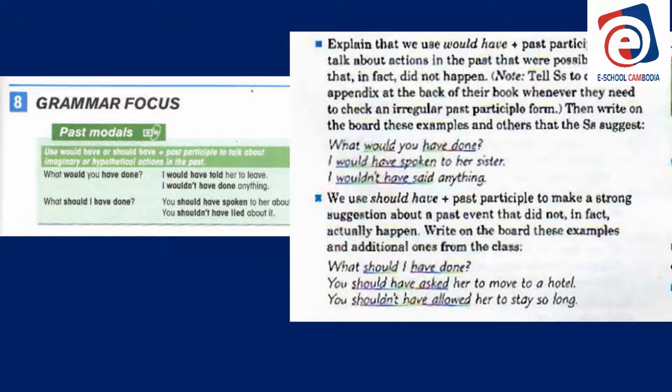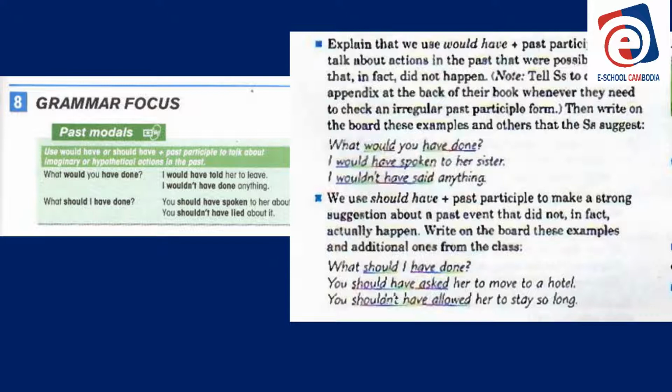So the big box comes from the teacher's book, and I want you to see this. Explain that we use would have plus past participle to talk about actions in the past that were possible, but that in fact did not happen. So we're using would have about something that could have happened in the past, but it didn't happen. I would have done this.